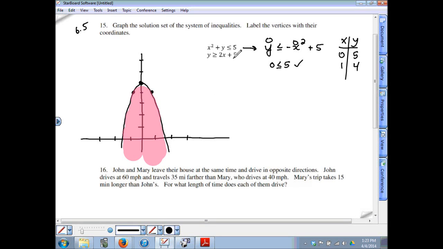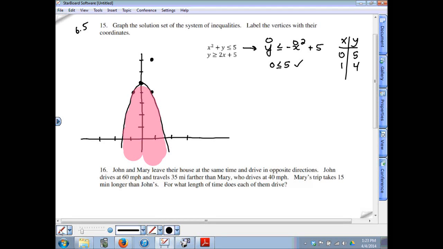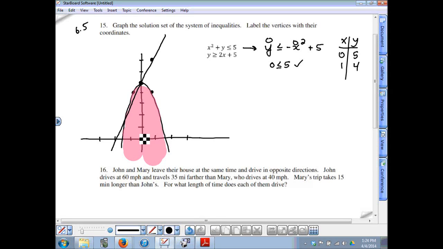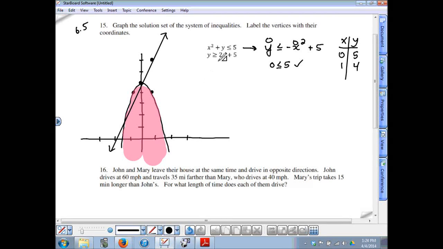Now this second inequality is just a linear inequality in slope-intercept form. So the 5 is the y-intercept, 2 is the slope. So we'll go up to 5, and then up 2 and over 1. And we need to connect right there. And again, I used a solid line because it's y is greater than or equal to. There's an equal to.